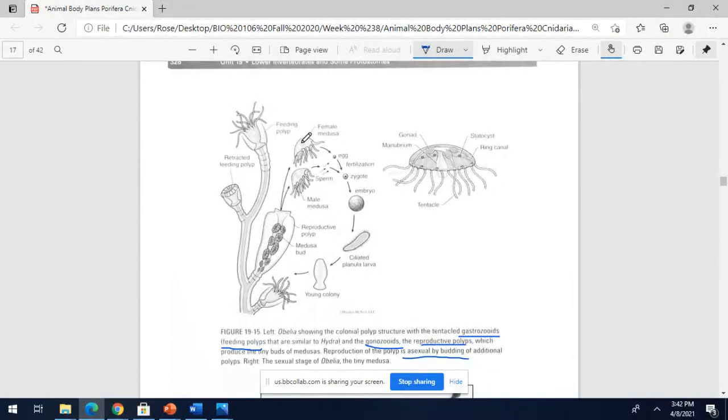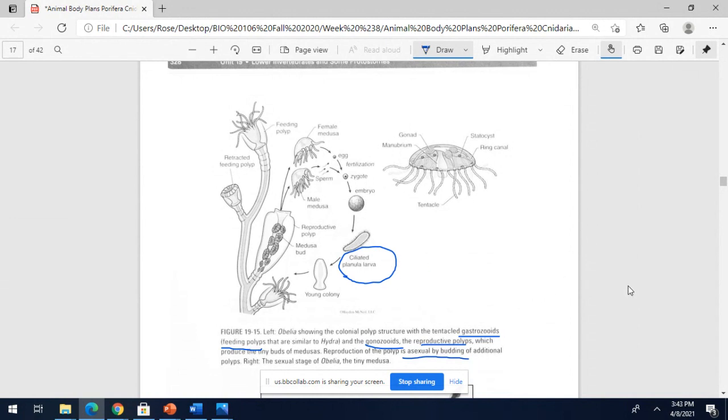So here you can see different types of medusae. You have the female one that produces the eggs. You have the male medusa, which makes the sperm. And of course, sperm and egg will fertilize, forming the zygote. It develops into the embryo. And then this is what you need to know, the special terminology. It has cilia in this planula, which is a special name for the larva that's the dispersal stage of this hydrozoan. All right? So these are the terminologies you need to know.